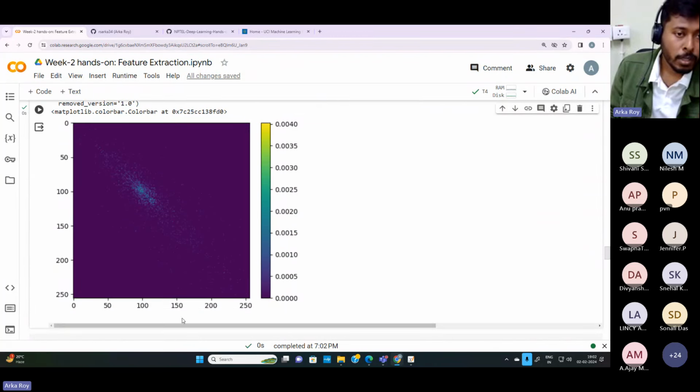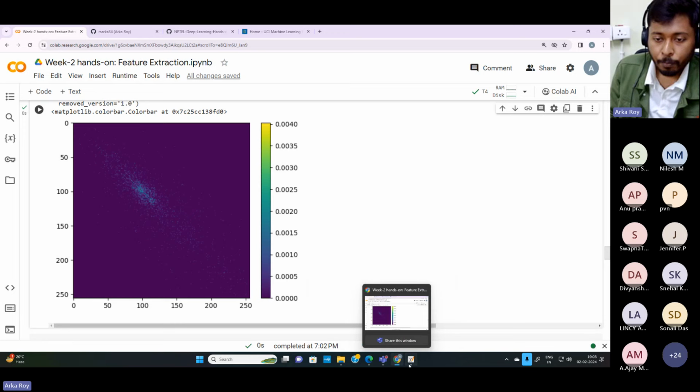Okay, so from this GLCM matrix, we can see it is very sparse. That means mostly you are having the value 0. And over here you can see some of these are glowing. That means you are having some values over there.